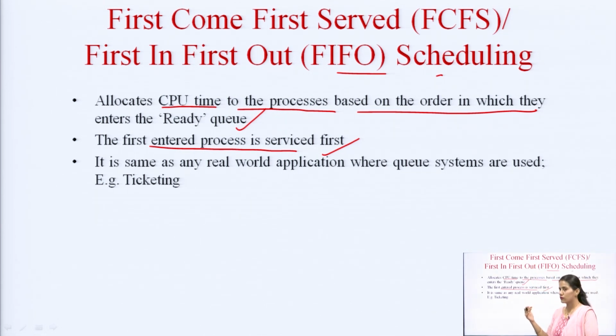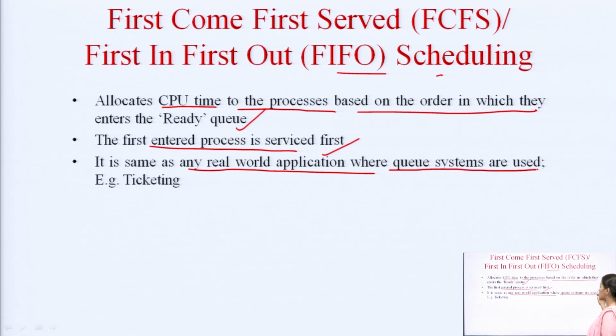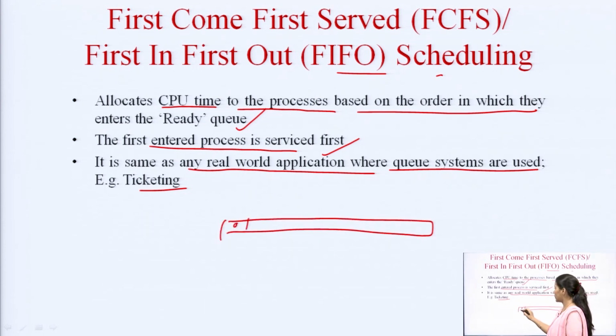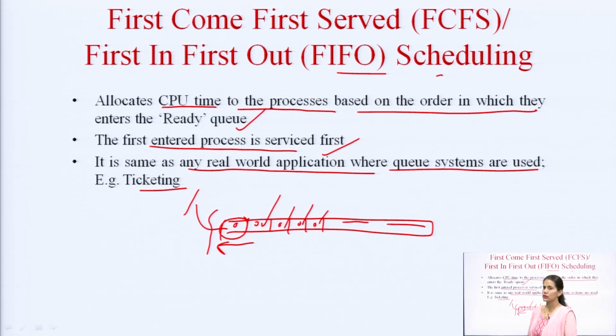It means the task which enters the ready queue first will be serviced first. It is the same as any real world application where queue systems are used, like in a ticketing system. This is the queue, and this is the front of the queue. The person standing at the front of the queue will be serviced first, then next, then next, and so on. So, the person that enters the queue first will be serviced first. This is known as first come first serve scheduling.